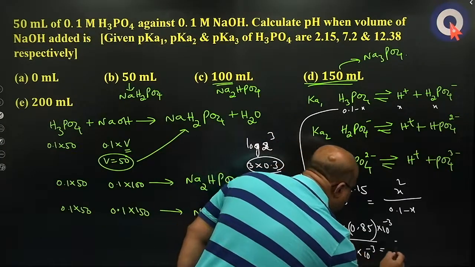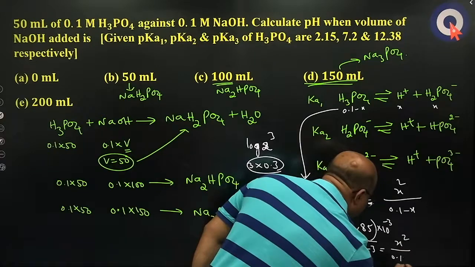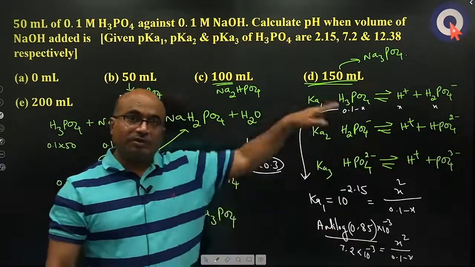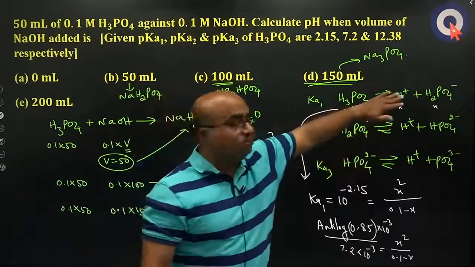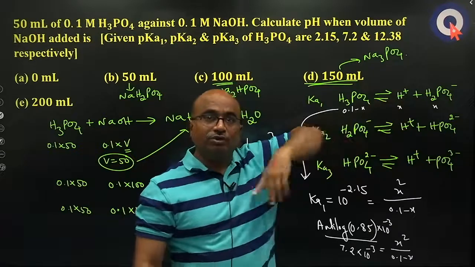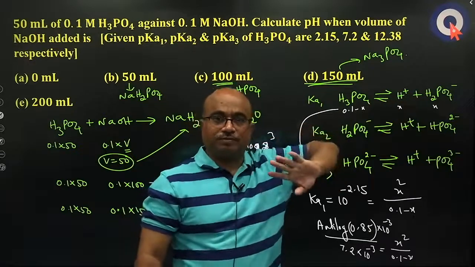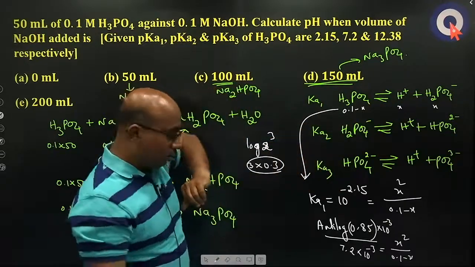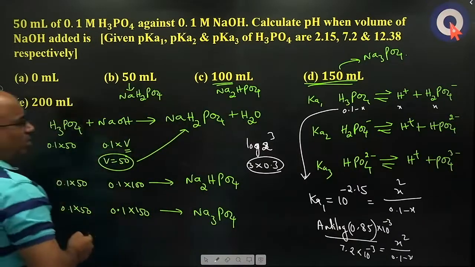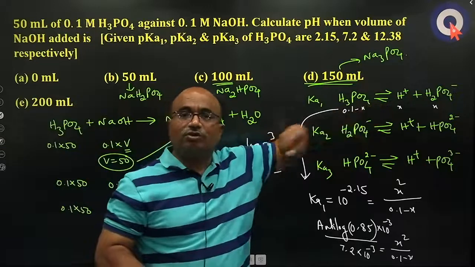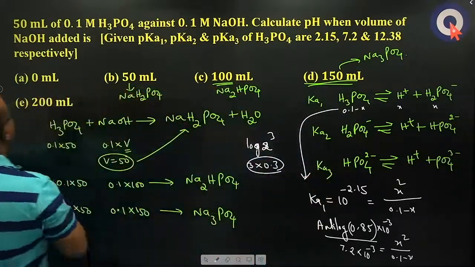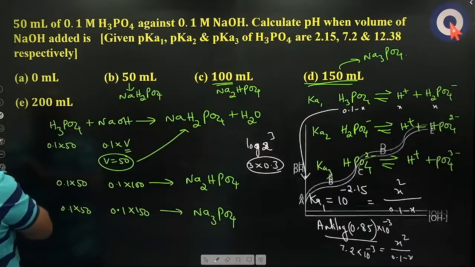So that is equal to X square by 0.1 minus X. From here you can determine X, and your H plus concentration will be only from this dissociation initially. So you can use it and calculate pH. Clear? Otherwise, if the initial values are even low, you can say the initial pH will be like this, you can determine.